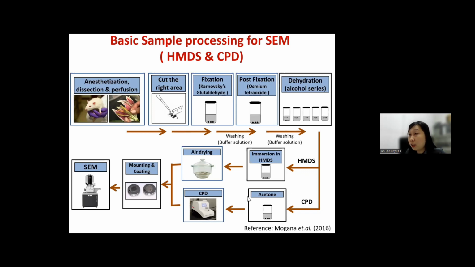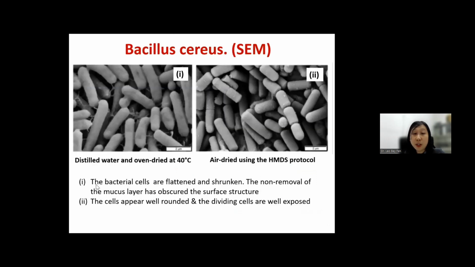After all this sample preparation, we bond it onto the cup using carbon tape onto the sample holder. Then we can put it under the SEM. So the sample preparation is very important. As you can see with the bacterial sample, if we dry it using the critical point dry or HMDS, like for example the HMDS protocol, the morphology is well-rounded, the cells appear well-rounded, and dividing cells are well exposed.